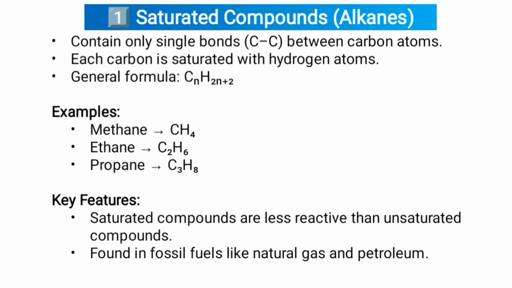The first one, saturated compounds, meaning alkanes, contain only single bonds between carbon atoms. Each carbon is saturated with hydrogen atoms. General formula CnH2n+2. Examples: methane CH4, ethane C2H6, propane C3H8. Key features: saturated compounds are less reactive than unsaturated compounds, found in fossil fuels like natural gas and petroleum.